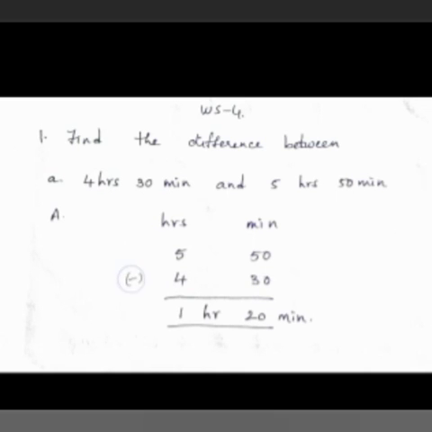Then we have to do the subtraction. First we separate the minutes column, 50 and 30. 50 minus 30: 0 minus 0 is 0. 5 minus 3 is how much, children? 2. So how many minutes did we get? 20 minutes. Next we separate the hours column. 5 and 4. 5 minus 4 is how much, children? 1. So finally, what answer did we get? 1 hour 20 minutes.